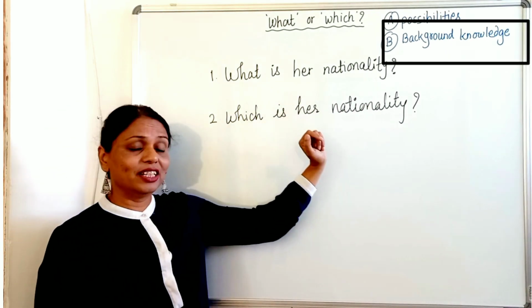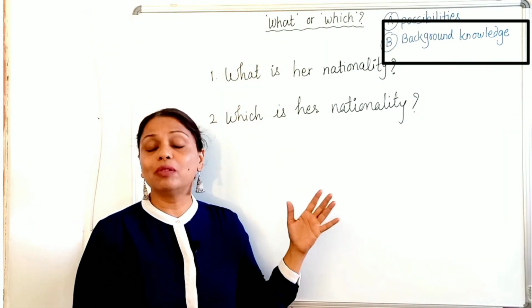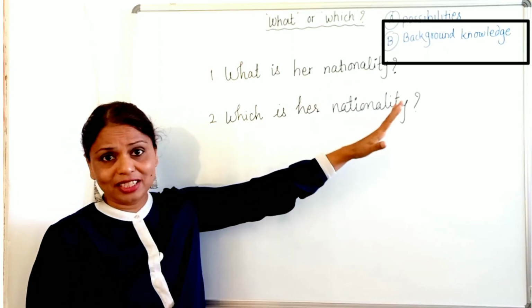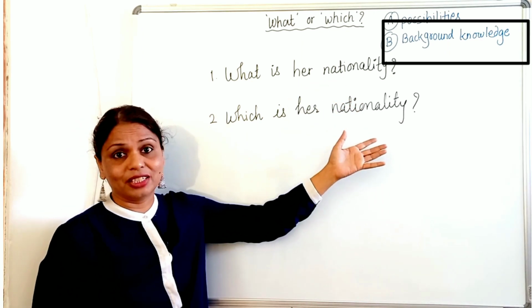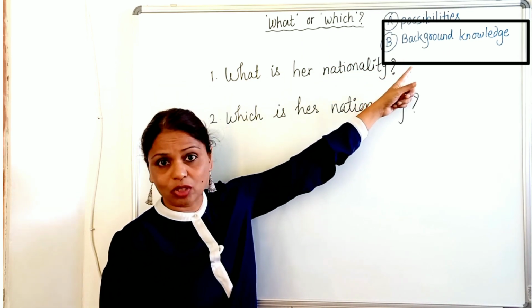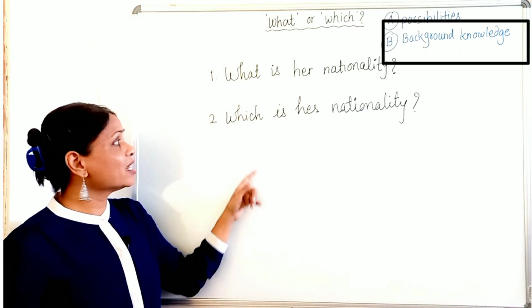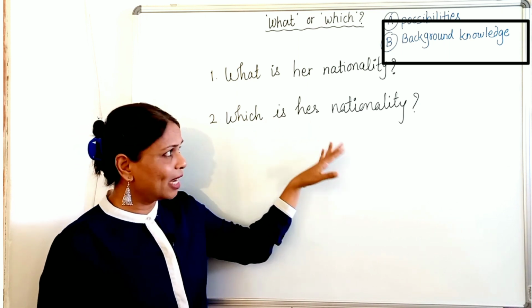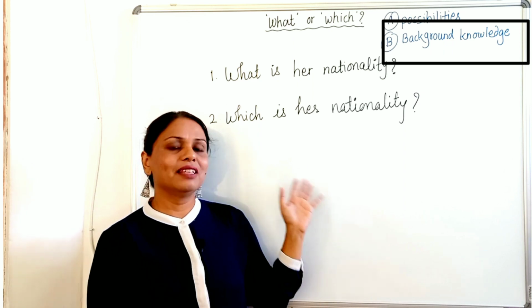What is her nationality? When you ask this question, it means that you do not know anything about that person, about her nationality. So there are so many nationalities in the world out there, and so you are asking what is her nationality. You do not know. Huge possibilities plus lack of background knowledge makes you ask this question, what is her nationality? But if you ask this question, which is her nationality? It means you have some background knowledge about that person, about her nationality.